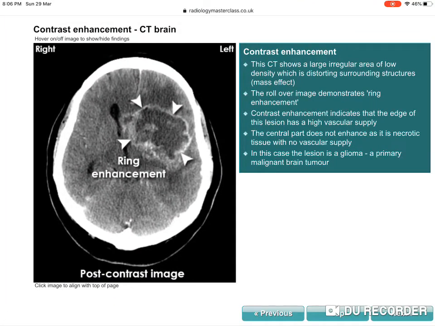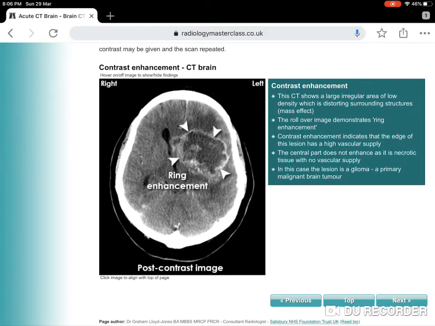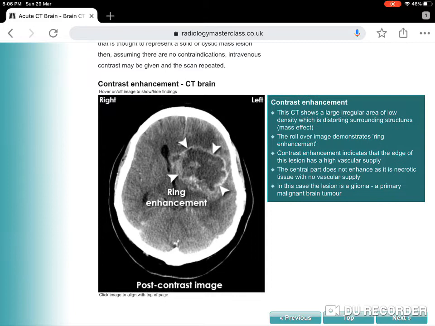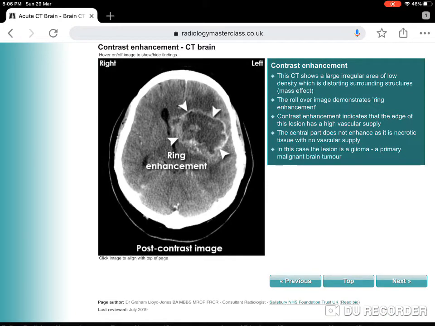This CT shows a large irregular area of low density which is distorting surrounding structures, mass effect. The rollover image demonstrates ring enhancement. Contrast enhancement indicates that the edge of the lesion has a high vascular supply. The central part does not enhance as it is necrotic tissue with no vascular supply. In this case, the lesion is a glioma, a primary malignant brain tumor.